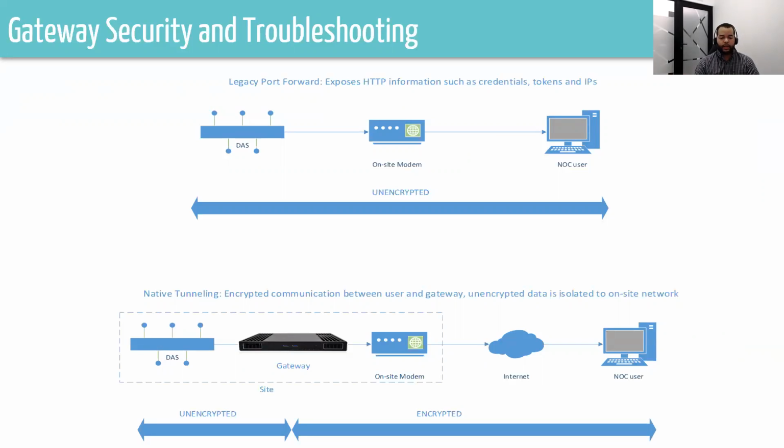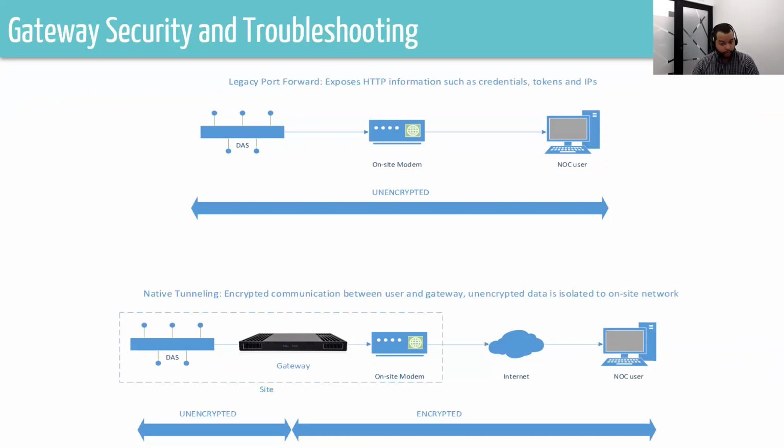When you use the native tunneling, let's say that you want to access the same DAS using the predictive dashboard, and you select the option of native interface, the communication is encrypted end-to-end. Since the device can only support unencrypted protocol, we still need to stick to it. But the unencryption happens inside the site and is between the gateway and the device. From the gateway onwards, it's encrypted, as we can see on the bottom arrow. It goes encrypted to the on-site modem and to the internet and up to the NOC user that has the keys to decrypt that information.